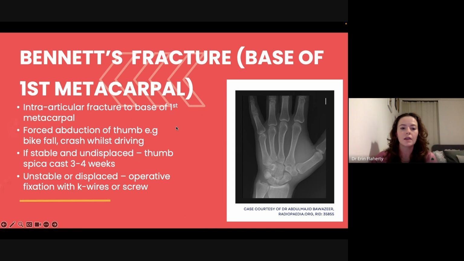With these fractures, if they're stable and undisplaced, then we would just put them in a thumb spica cast, which just keeps the thumb stable for 3 to 4 weeks, or again, if it's not stable, operative fixation. It tends to be quite a theme with these. If they're stable and undisplaced, we don't operate. If they're unstable or displaced, we do operate.